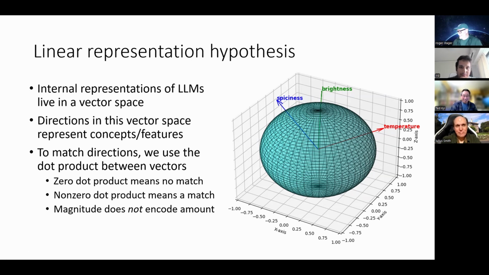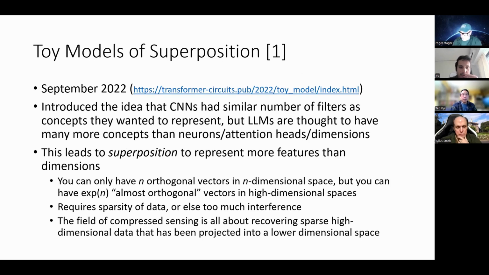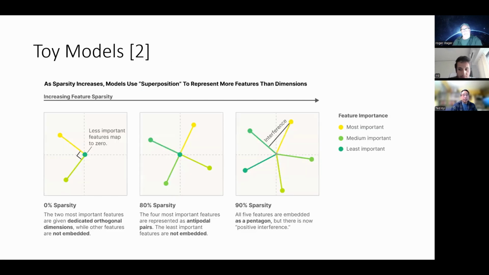Okay. So we're still in the background. We haven't even gotten to it, so I'm gonna keep going here, okay? But the important thing again to understand is we're using dot products. So don't think about magnitude, think about direction. So in the toy models of superposition, we did discuss this, I think about a year ago. And so here's this idea that you can have e to the n almost orthogonal vectors in a high dimensional space. And I loved this particular chart from the paper.